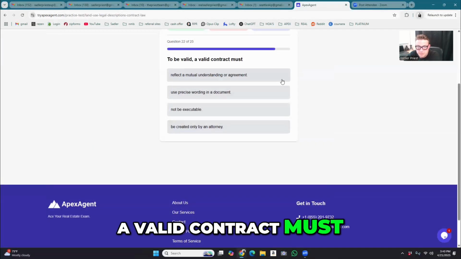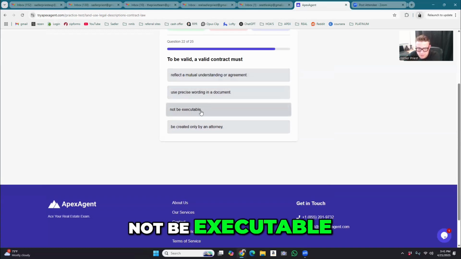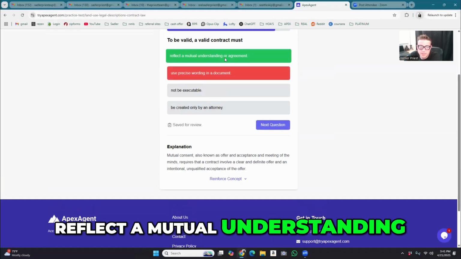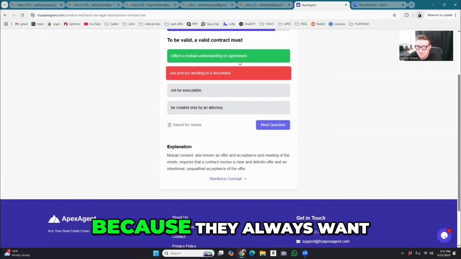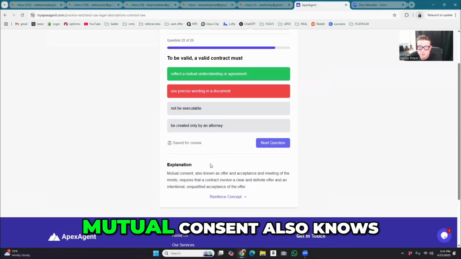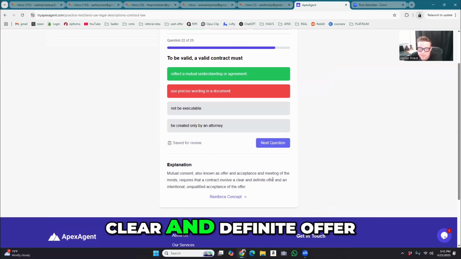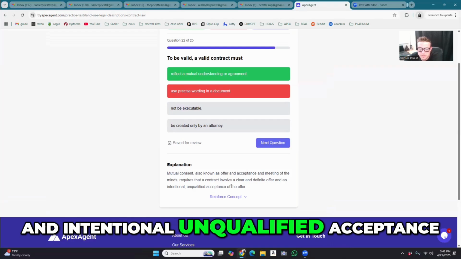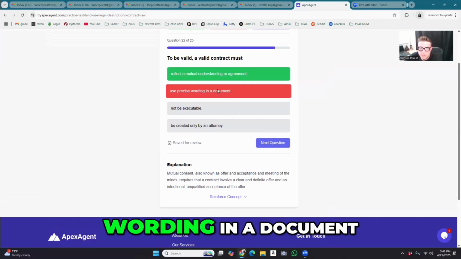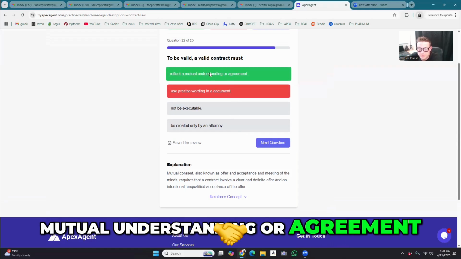A valid contract must reflect a mutual understanding or agreement, use precise wording in a document, not be executable, be created only by an attorney. Use precise wording in a document. Reflect a mutual understanding or agreement. The reason why I clicked on this is because they always want something in writing, and I don't think this, yes it does. I think that's a test question problem. Mutual consent, also known as an offer and acceptance, meeting of minds, requires that a contract involve a clear and definite offer and intentional, unqualified acceptance of the offer. And it always has to be in writing, again, with precise wording in a document. That's what I thought they were doing, but they just want a mutual understanding or agreement.